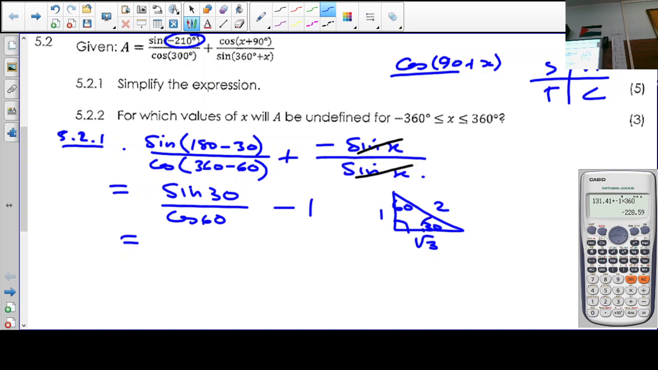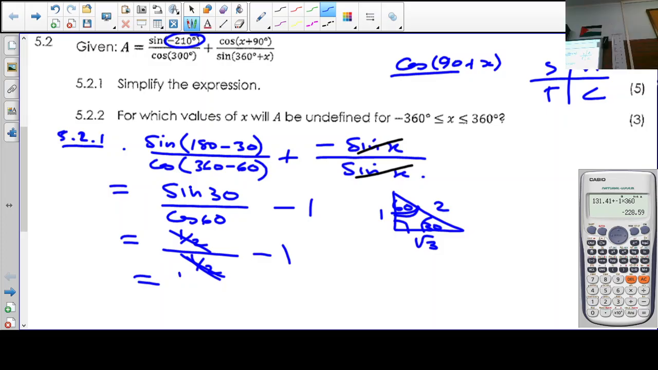Sine of 30. What is sine of 30? 1 over 2. Divided by cos of 60. I must use this angle here. Not so? Cos is adjacent over hypotenuse. So it's 1 over 2 minus 1. So half divided by half is 1. And 1 minus 1 is 0. Fairly simple, no? If somebody else does it. Alright?